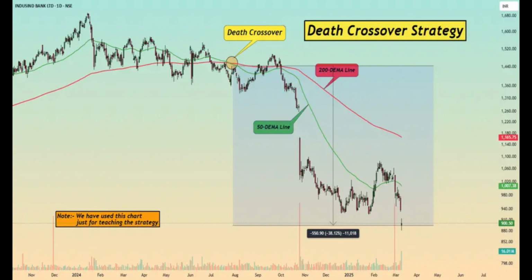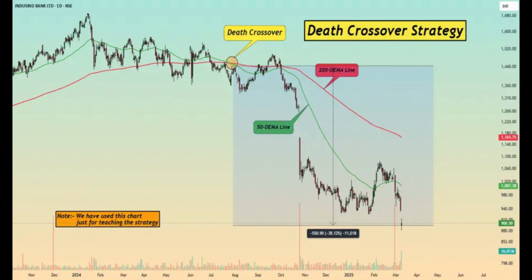How to enter and exit trades. Let's talk about entries and exits. When you see a bullish crossover, the 9 EMA crossing above the 20 EMA, wait for the next candle to open and then enter the trade.